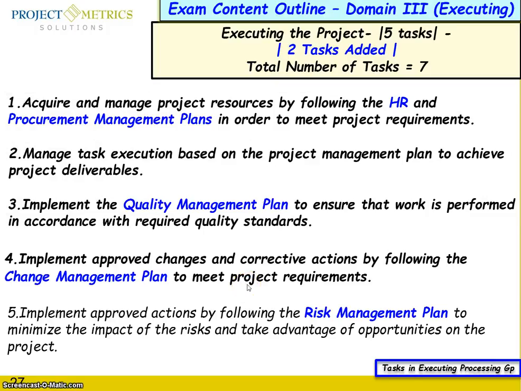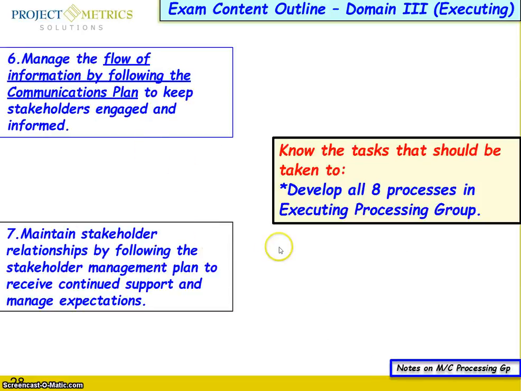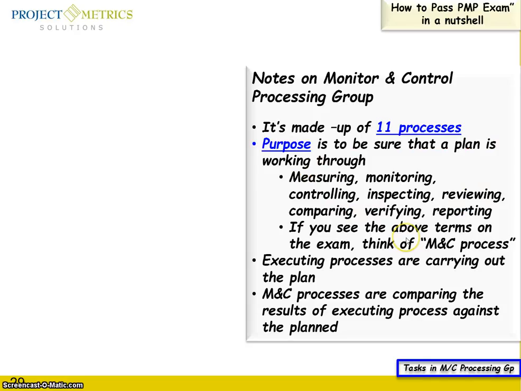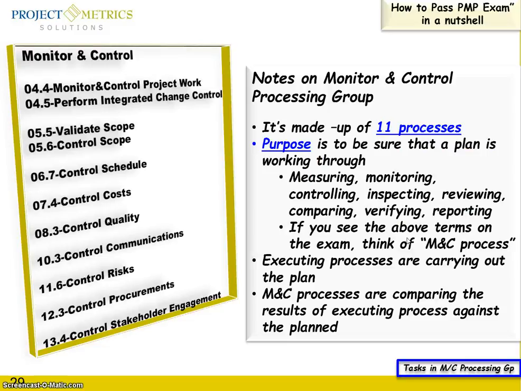The same thing about the task. It is two has been added. You look at it, you know the task that should be taken when you develop all 8 processes in the executing process group. My notes on the project monitoring and controlling process group: it is 11 processes. It is coming from measuring, monitoring, controlling, inspecting, reviewing, comparing, verifying, anything. These words, when you see them in the PMP exam, you know it is related to the monitoring and controlling process.